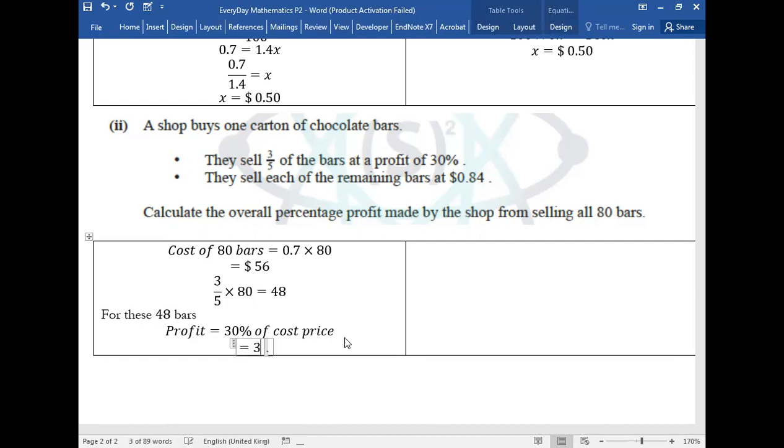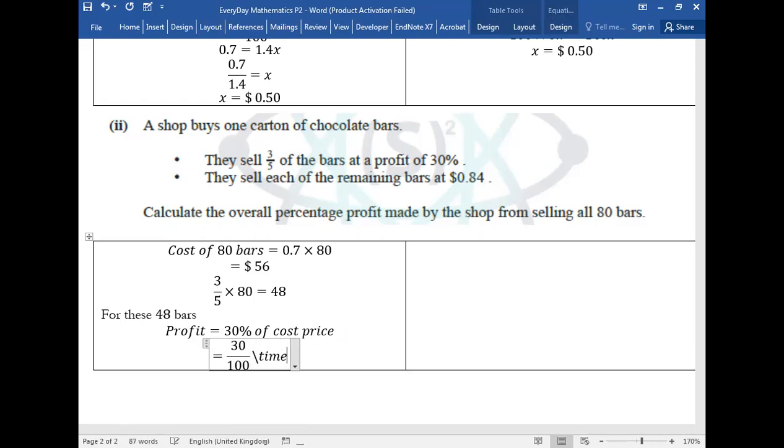30% of, not 56. Otherwise the selling price would come from 130%, then we would have to subtract the cost price, then find the profit. It depends on the data in the question. If the question is linking selling and cost price directly, then we go over there. If the question is asking us the profit, then we relate it with the profit. So 30% of cost price.